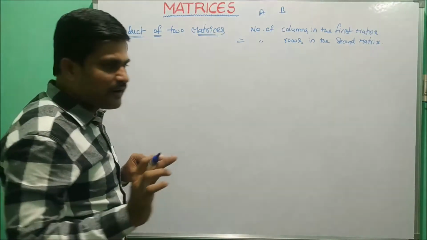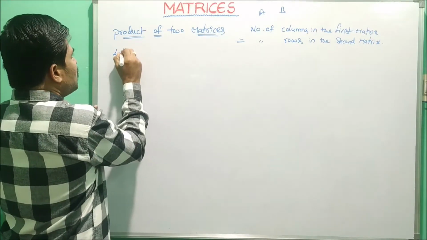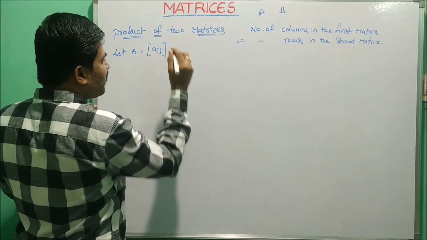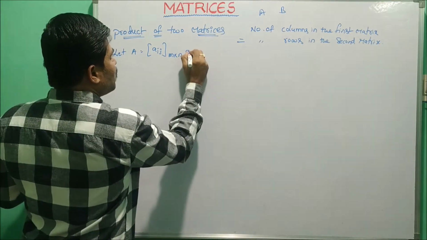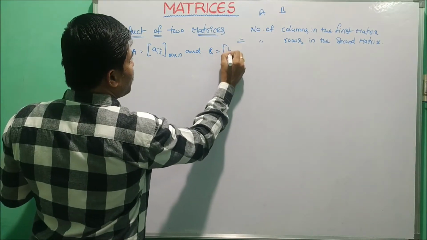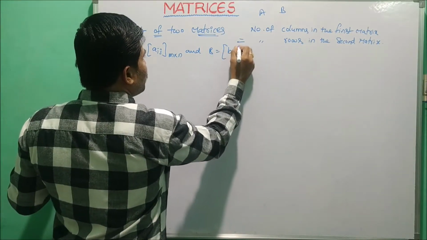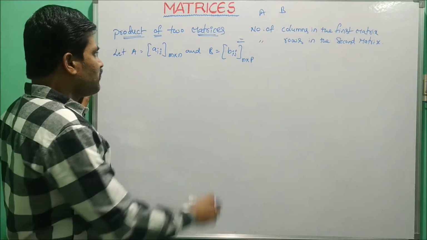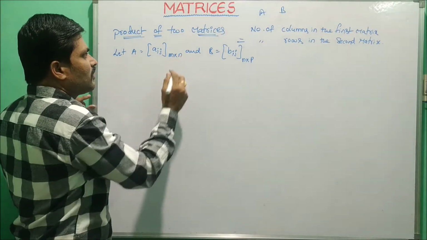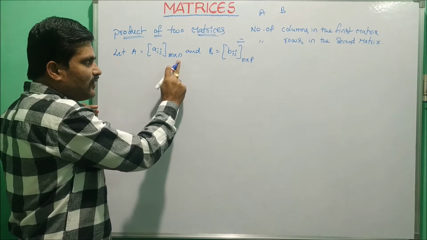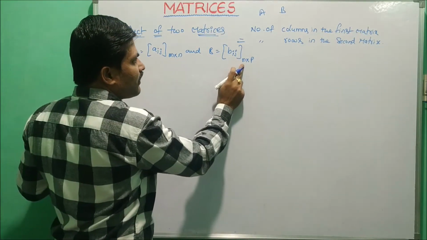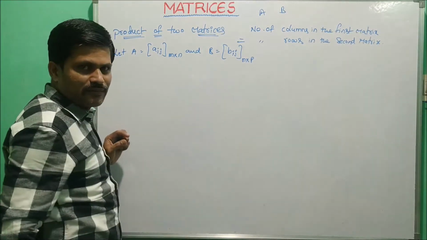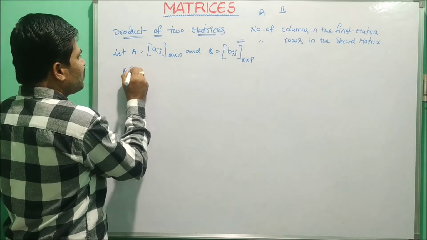Let us assume two matrices. Let A equal the matrix Aij of order m by n, and B equal the matrix Bij of order n by p. Here we observe that the number of columns in the first matrix is n, and the number of rows in the second matrix equals n. So these two are equal. Therefore AB will exist.